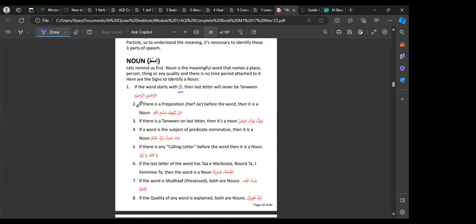The second one is if there is a preposition, harf or jar, before the word, then it is a noun. So min rabbihim. So min, harf or jar, bi, bismillah. So ism and Allah, the harf or jar, bi, that harf is the sign that the next word is a noun. And same with the min. It's a sign that the next word is a noun.